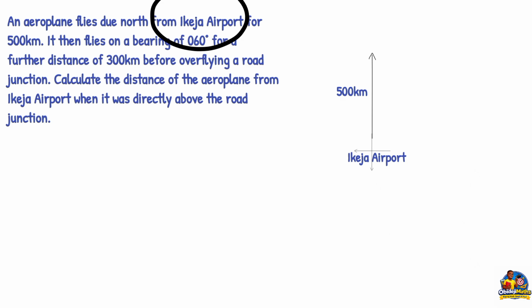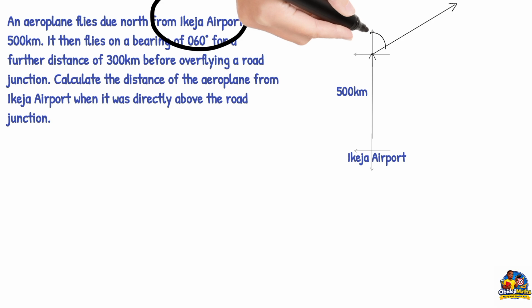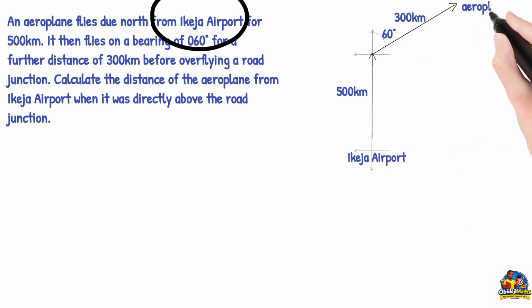It then flies on a bearing of 60 degrees. That is, from the current position, you are going to draw another 4 cardinal points, because you are starting another journey from that place. And the bearing is 60 degrees. So you are going to draw the bearing of 60 degrees. So we have 60 degrees, which means that this is now the current position of the aeroplane. The distance covered is 300 kilometers. So that's the current position of the aeroplane.